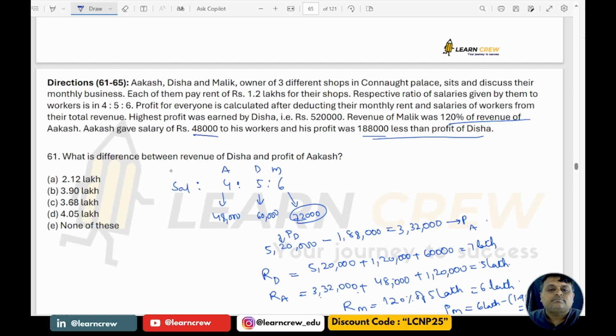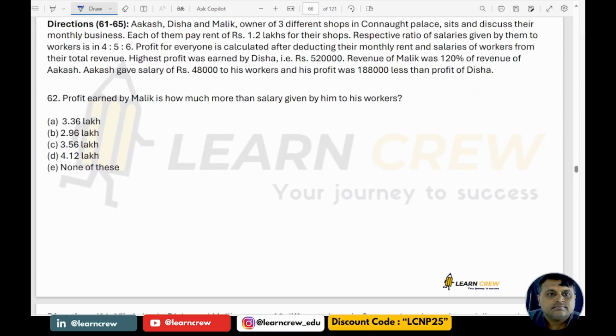Please see here now the questions. What is the difference between the revenue of Disha and the profit of Akash? So 7 minus 3.32, which is nothing but 3.68. Next, the profit earned by Malik, 4.08, is how much more than the salary given by him to his workers? So 4,08,000 minus 72,000. It's asking for a simple difference. The difference is 3,36,000.